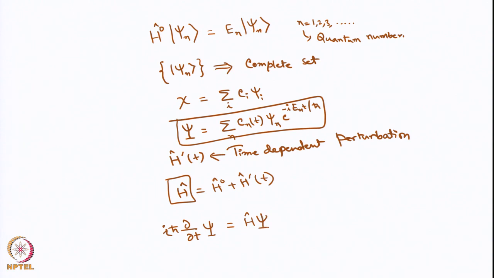So we will do the same treatment that we did for the two states, but in a slightly different manner. Okay. Now let us get to it. So my time dependent perturbation theory is iħ dψ/dt equal to Hψ.